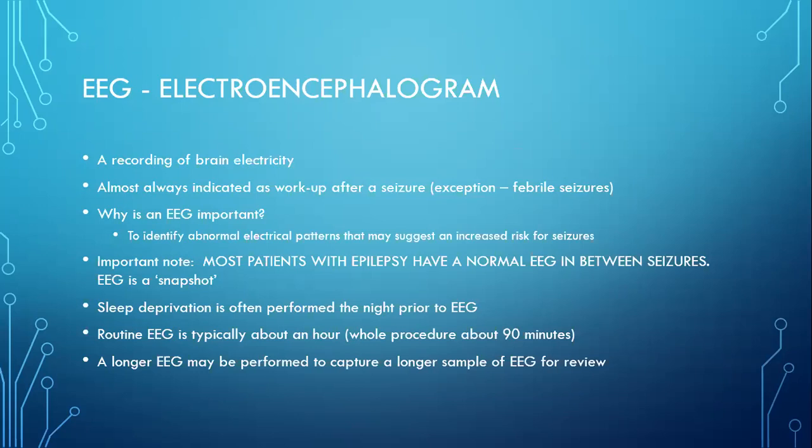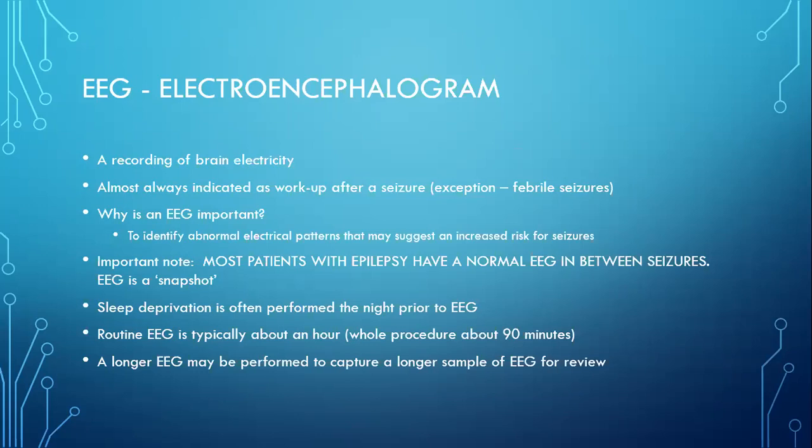The one thing that I would say is pretty common is a febrile seizure. So that's a very specific circumstance when a toddler has a seizure in relation to fever. So that's a situation where we don't always get an EEG. So why is it important? So again, if you go back to what we talked about, a seizure is an electrical episode in your brain. So the EEG is a way for us to record that brain electricity and see what it looks like. So what we're looking for are abnormal electrical patterns that suggest an increased risk for recurrent seizures.